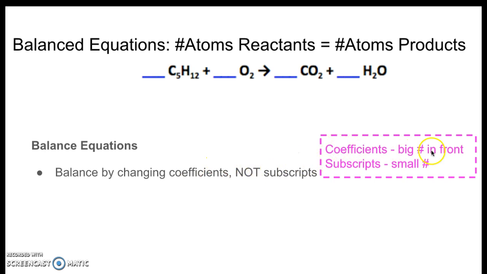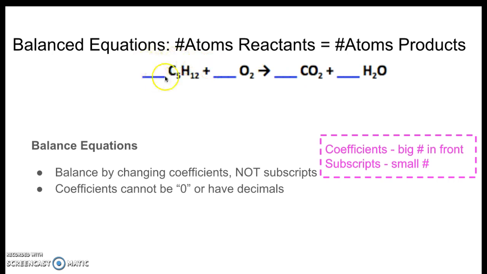So remember, coefficients are the big number in front, and subscripts are the small numbers. The reason why we can't change the subscripts is because if you change the subscript, you actually change the molecule. We don't want to do that. We just want to change the number of a certain type of molecule we have so that the atoms are balanced. The next thing to remember is that the coefficients cannot be 0, because if you have a coefficient of 0, that means that molecule is not there.